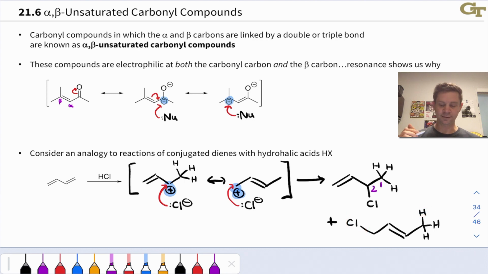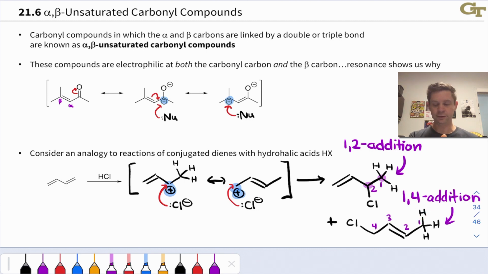In the first case, H and Cl end up bonded to carbons 1 and 2, so we call this 1,2 addition. In the second case, if we think of the carbon to which H bonded as carbon 1, we see that the Cl is bonded to carbon 4. This is 1,4 addition, and this is what we'll refer to as conjugate addition in a carbonyl context, when atom 1 is not a carbon, but an oxygen.